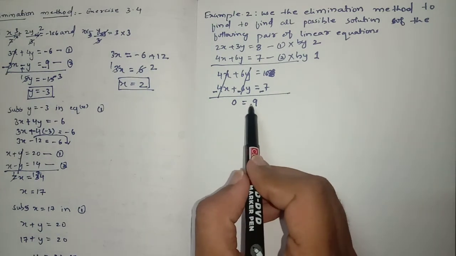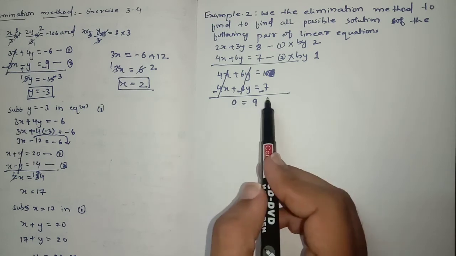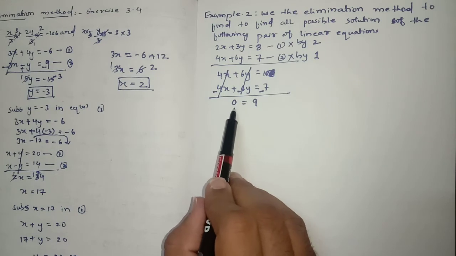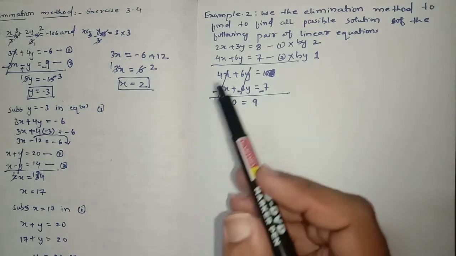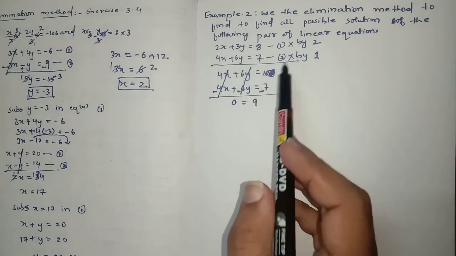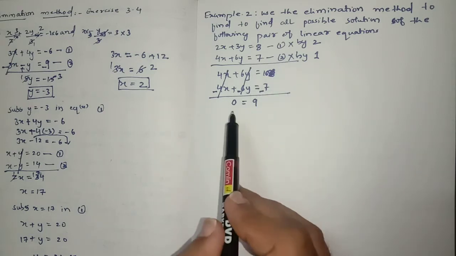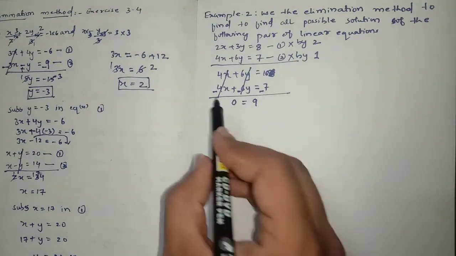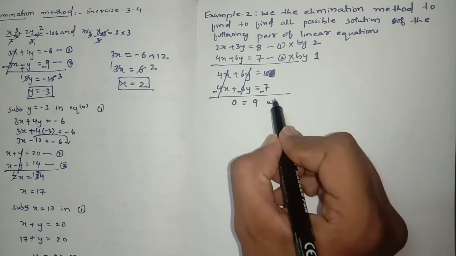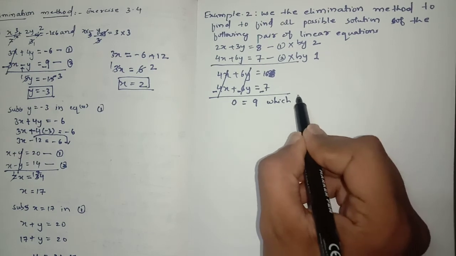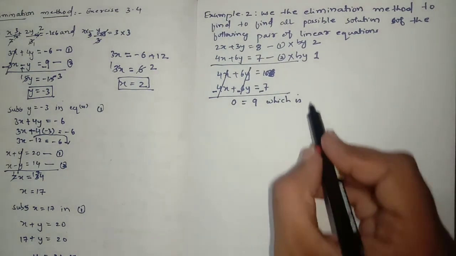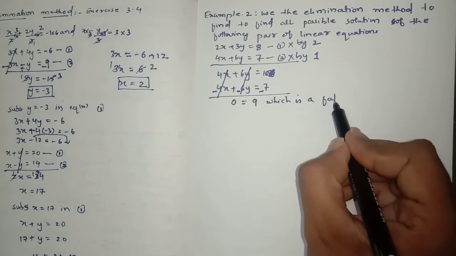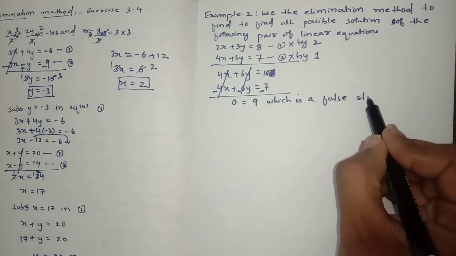If it has solution, then we will get the value of x and y. We will get here either x or y after eliminating. By substituting in any one of the equations, we will get the other value. But here we are not getting x, we are not getting y. So we have to write that 0 is equal to 9 is a false statement.